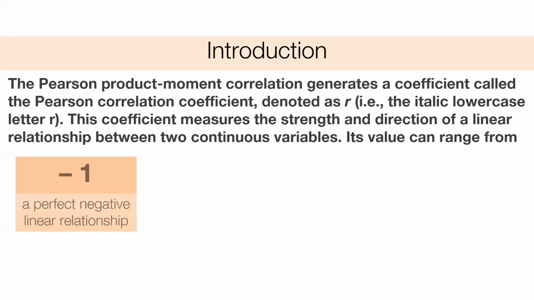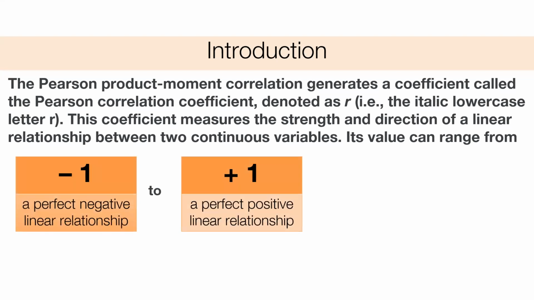The value of this could range from -1, which stands for a perfect negative relationship, to +1, which is a perfect positive linear relationship. So you might be wondering, what does a negative relationship mean? And what does a positive relationship mean?